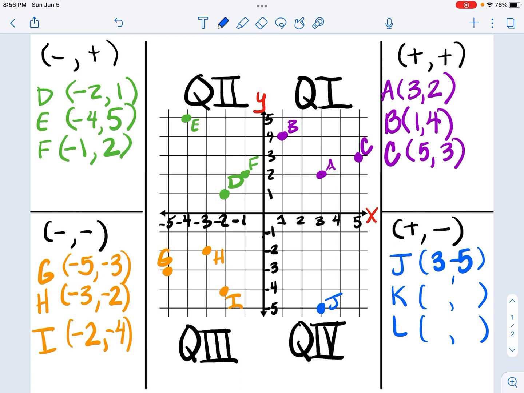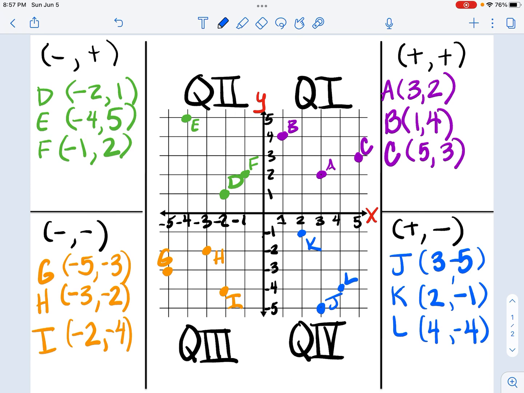Let's see, maybe I want to have a 2 and -1. So I would go over 2 and then down 1, which would be point K. And then I need one more point with a positive number for x and a negative for y. Let's see, 4, -4. So over 4 and then down 4, and I'm going to name that L.